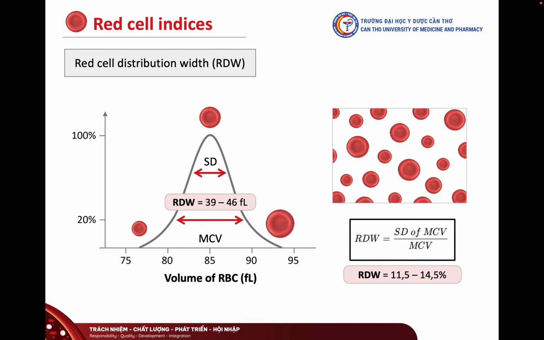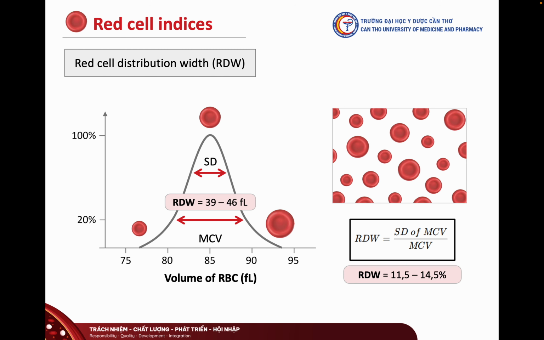Normal RDW is between 11.5 and 14.5%. It reflects that the red cells are mostly uniform in size, like in healthy individuals. However, increased RDW is when the RDW value is higher than 14.5%. In this situation, it reflects that there is an anisocytosis.